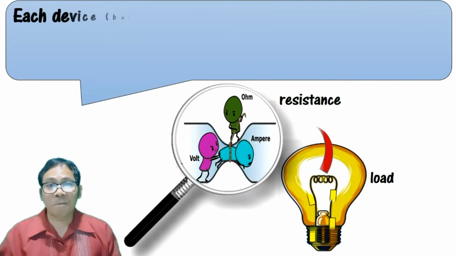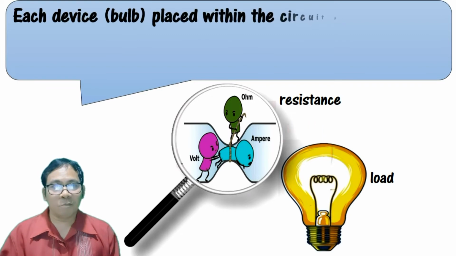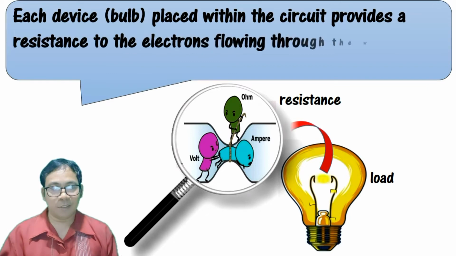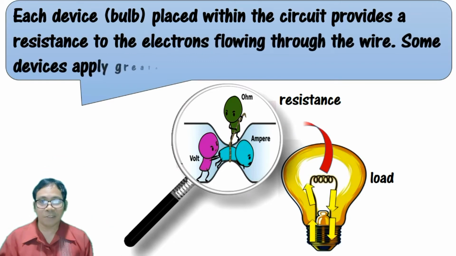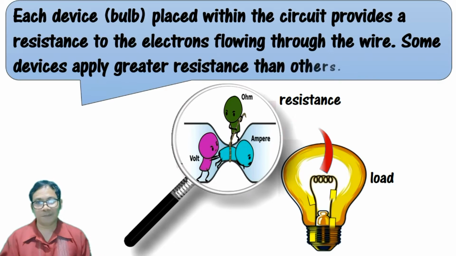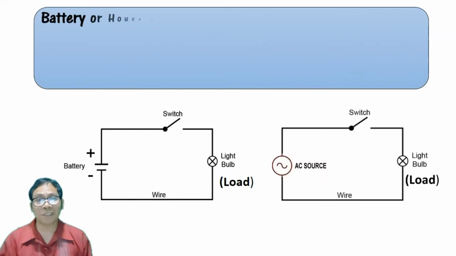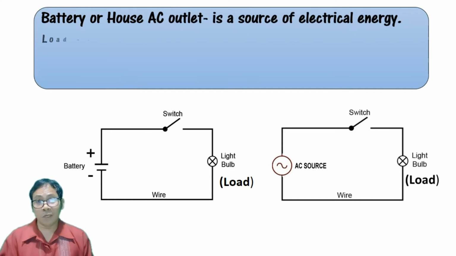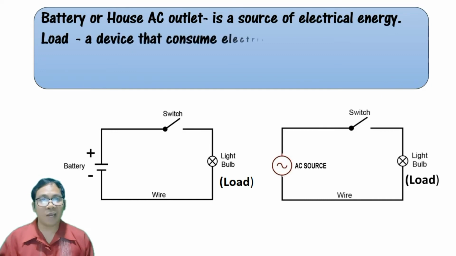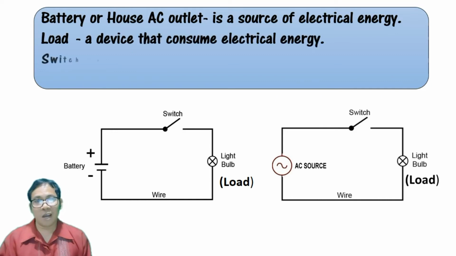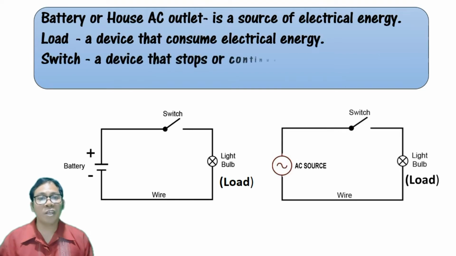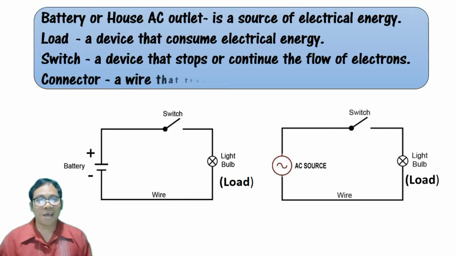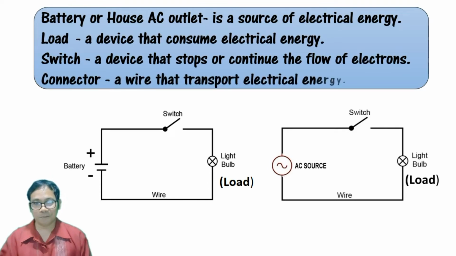Each device placed within the circuit provides a resistance to the electrons flowing through the wire. Some devices apply greater resistance than others. Battery or house AC outlet is a source of electrical energy. Load, a device that consumes electrical energy. Switch, a device that stops or continues the flow of electrons. Connector, a wire that transports electrical energy.